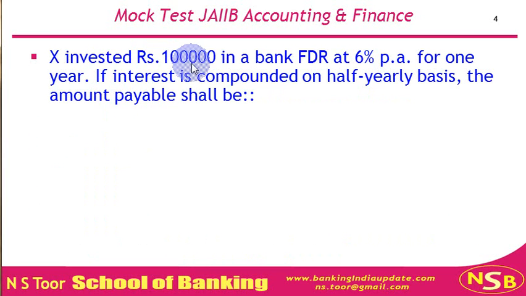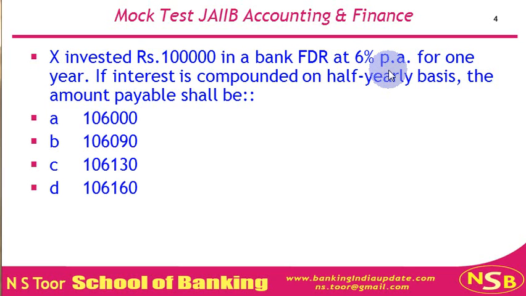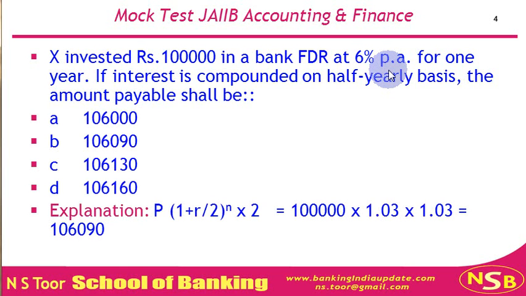X invested rupees 1 lakh in a bank FDR at 6% per annum for 1 year. If interest is compounded on a half yearly basis, the amount payable shall be? So here it is a question on compound interest. The previous question was on simple interest. Here we have to find the total amount which X will be receiving after 1 year. So here are our options, but we have to make a calculation. Let us see how to compute.